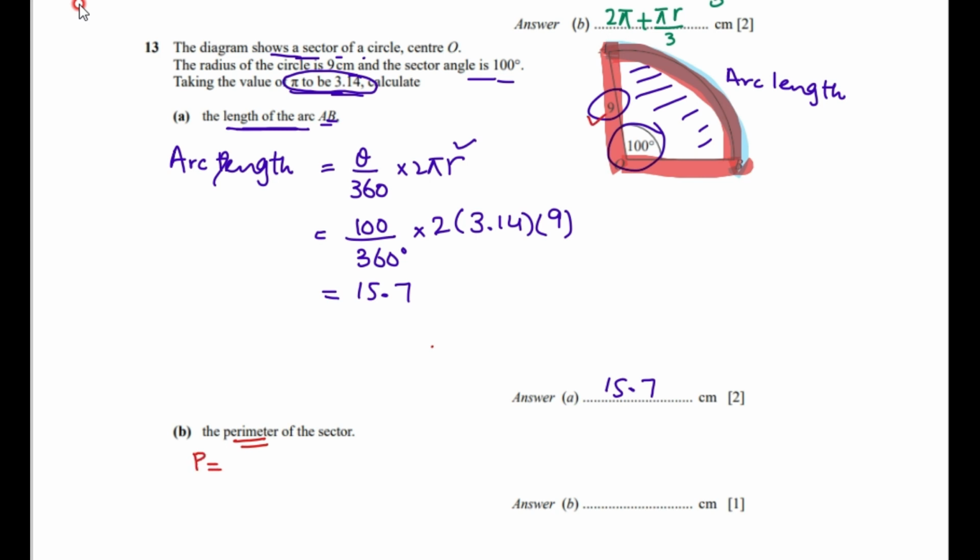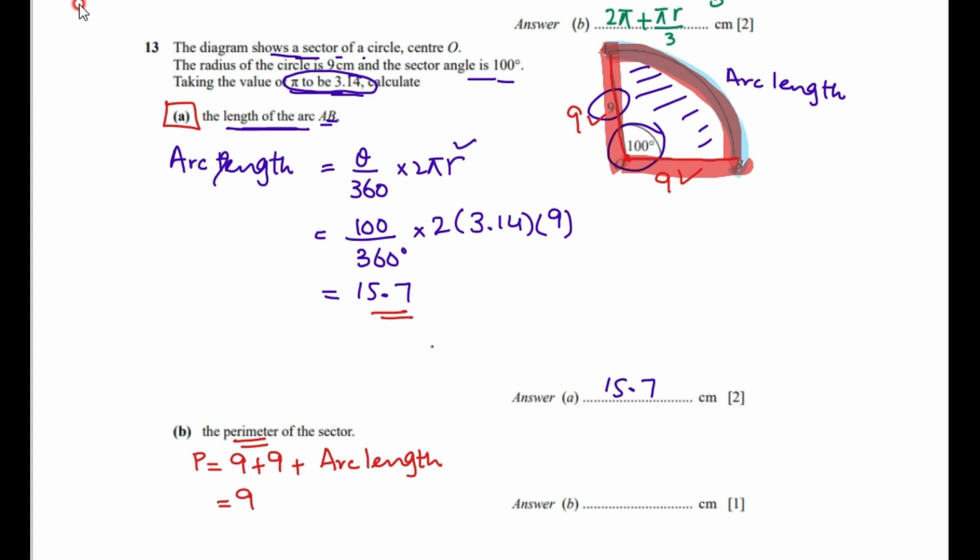What is the radius? Radius is 9. What is another side? Obviously if it is 9, this side is also 9, because this is the center of the circle and this is a radius. Both are radius basically. So I will add 9 again, and then I need to add arc length. As you know, you have already calculated the arc length in part A, so you just need to use the answer of part A.